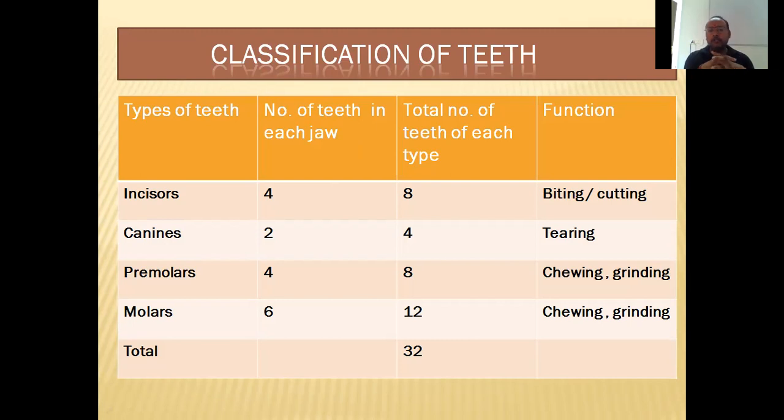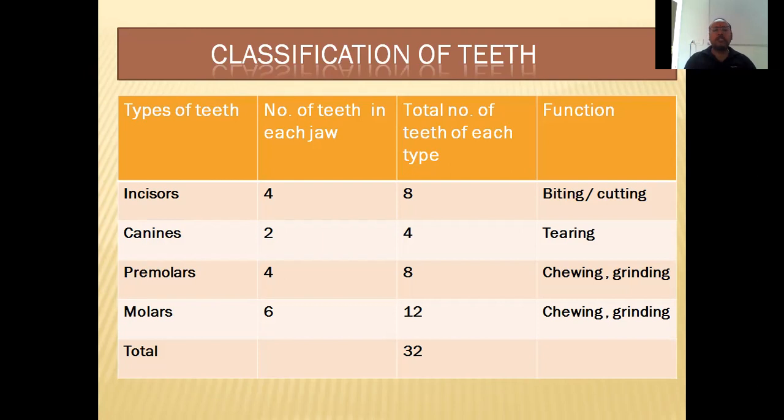Then next is canines. The number of canines in each jaw is 2, right? They are next to the incisors. They help in the tearing of food. So the total is 4: one on this side and one on this side in the upper jaw, and one on each side in the lower jaw. Next is premolars. Premolars are the next two teeth on each side of the canines. Two on this side, two on this side, 4; two on this side, two on this side, 4. The total number is 8. Their function is chewing and grinding the food.